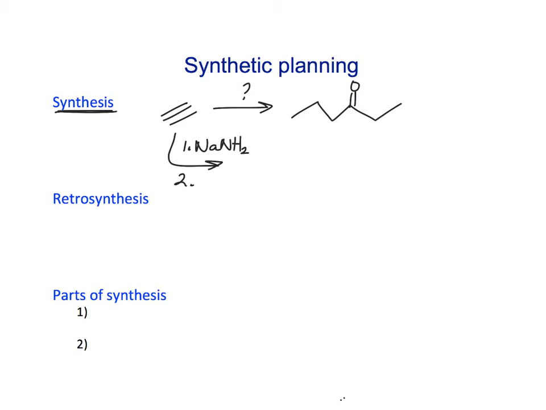So really a better way to analyze this, unless it's very clear to us right off the bat, is to do our planning using what we call retrosynthesis. And this is really backwards planning. A chemist named E.J. Corey at Harvard University won the Nobel Prize largely for coming up with this type of synthetic planning strategy.